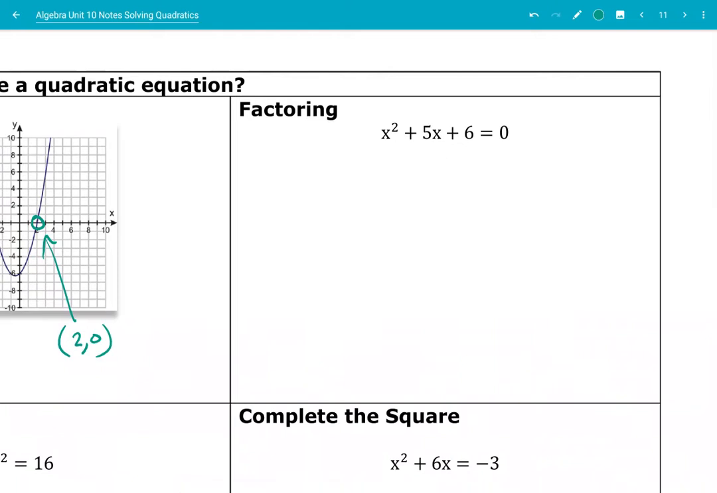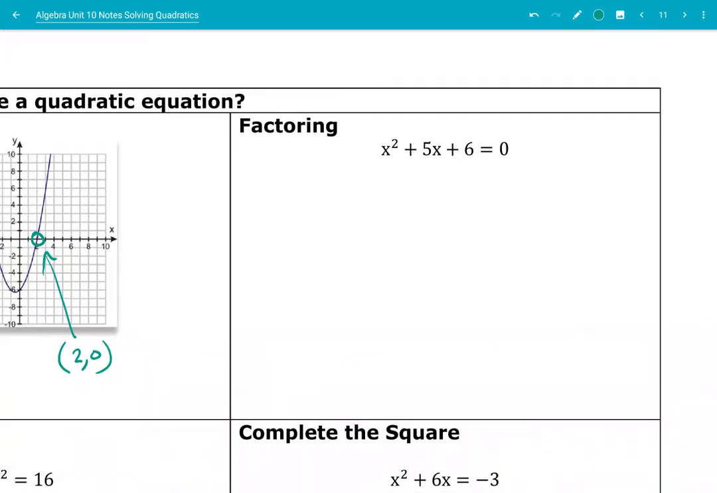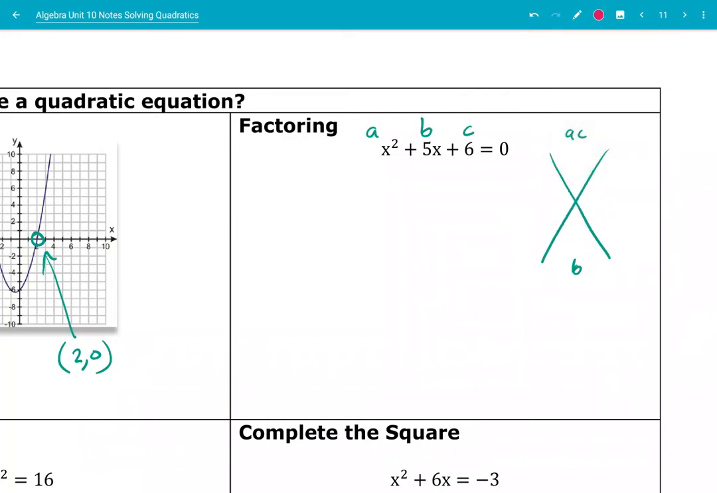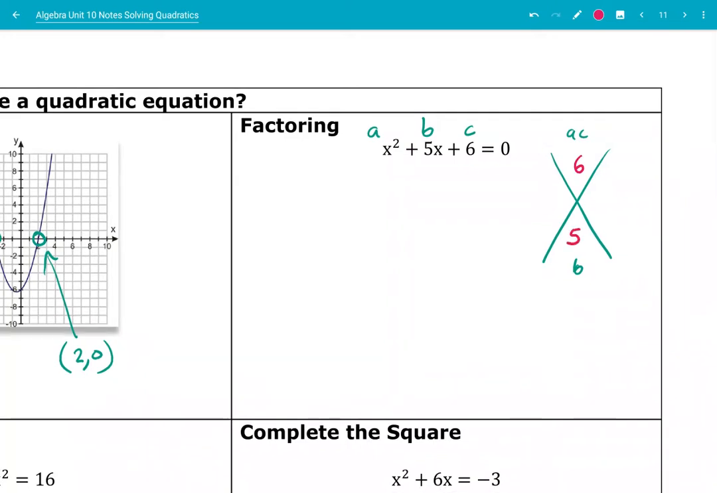So let's go to factoring. Sometimes they might say, hey, solve this by factoring. So let's do that. We want to find our A, our B, and our C values, and we're going to draw our X here. A times C goes on the top, B goes on the bottom. A times C, well, A is 1, so that's 6. 5 goes on the bottom. I need 2 factors of 6 that add up to 5. Looks like it'll be 2 and 3. And everything's positive, so that's easy.